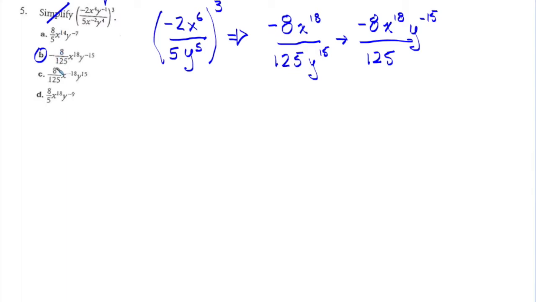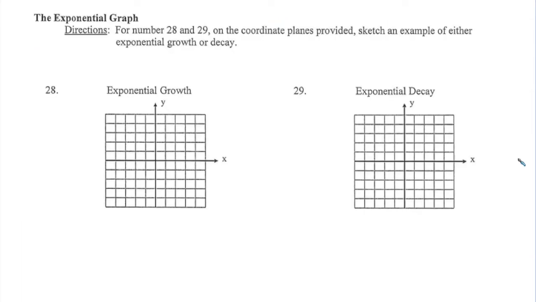In fact, once we realize that this is a negative cube, you could have eliminated all the positive ones just because they're positive. So that would have been a really quick shortcut. Yeah, questions? We're good? All right. Moving on to number 28 and 29.